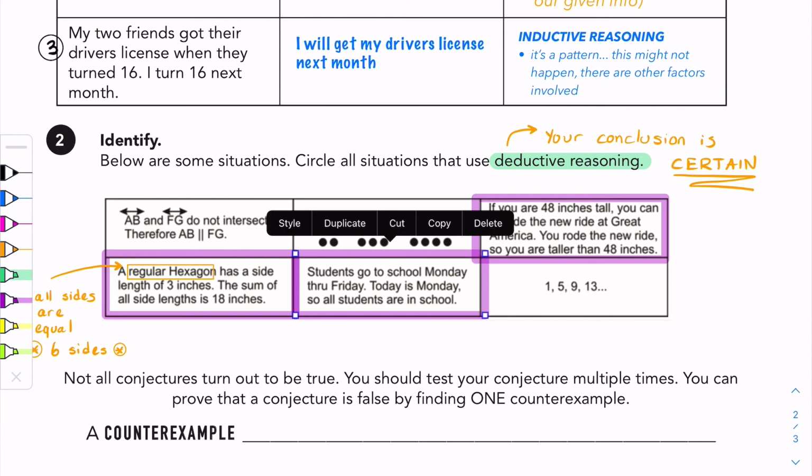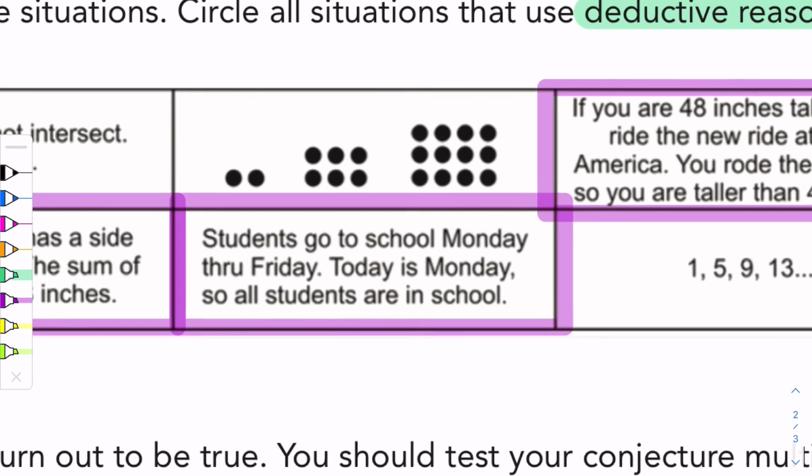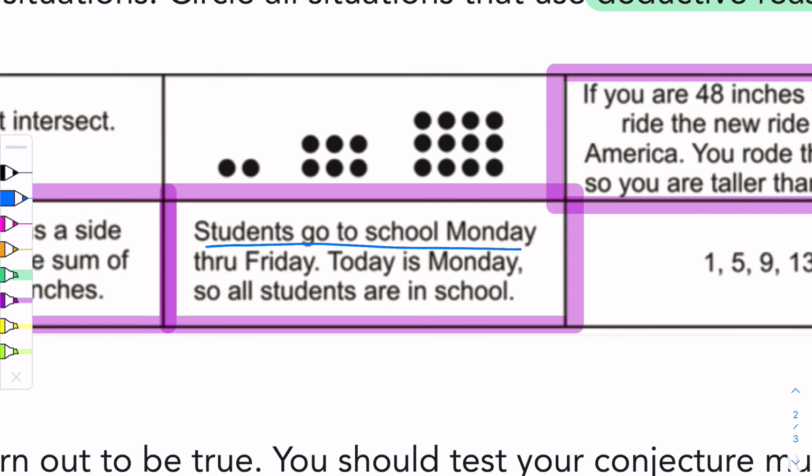Next, we're looking at the statement that says students go to school Monday through Friday. Today is Monday, so all students are in school. Now, I know there are so many other factors that you could consider with a statement like this, but you have to go based on what is written, what the situation is, so what's given to you at hand. This says students go to school Monday through Friday. Therefore, if today is Monday, students are in school. So based on what is given to you, this would be true. This would always be true based on that info. Therefore, we're going to say that that is deductive reasoning.